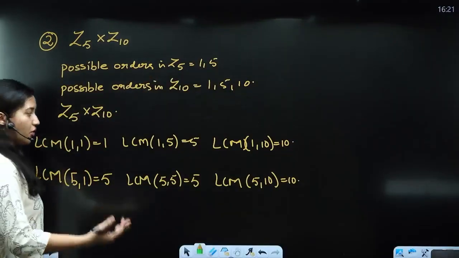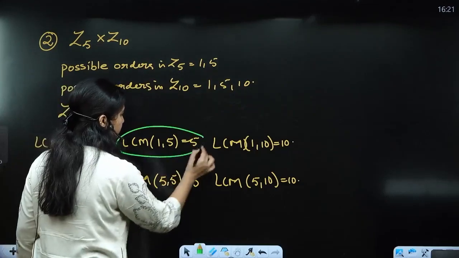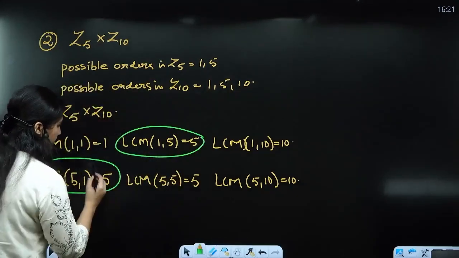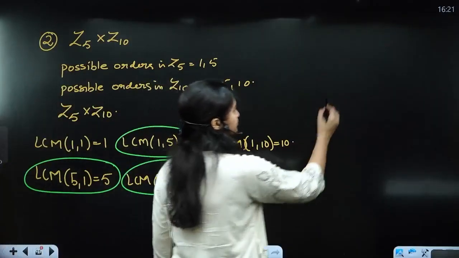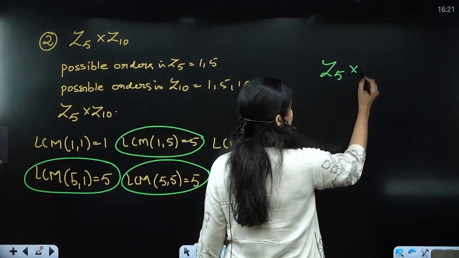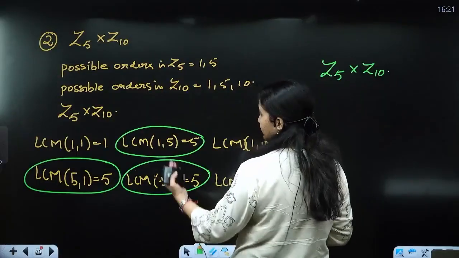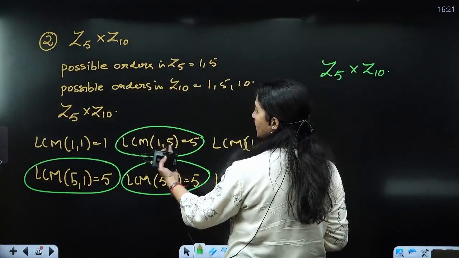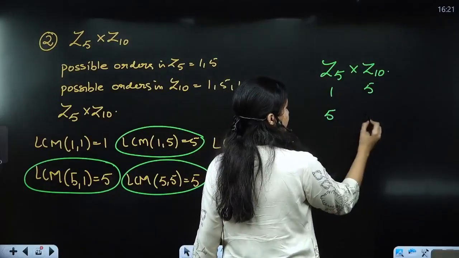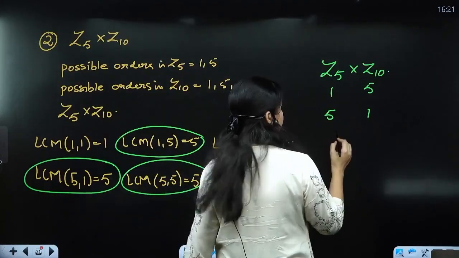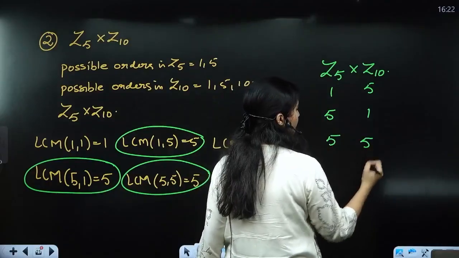So for order 5, what are the possibilities? This one, and this one, right? So what do I have to do? Z5 cross Z10. First possibility is that the first element is of order 1 and the second element is of order 5. Then vice versa, right? 5, 1, and then finally both the elements are of order 5 here.